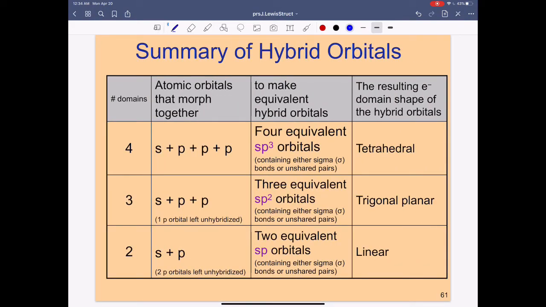Here's a summary of hybrid orbitals. 4 domains: if you can draw a proper Lewis structure, all 4 orbitals will be used, resulting in sp3 hybrids and a tetrahedral geometry of electron domains. If there are 3 electron domains, only 3 orbitals will be used, resulting in sp2 hybrids, resulting in a trigonal planar geometry of the electron domains. Again, with 2, only 2 orbitals will be used. The 2 p orbitals will be left unhybridized.